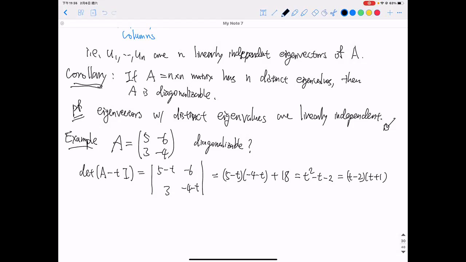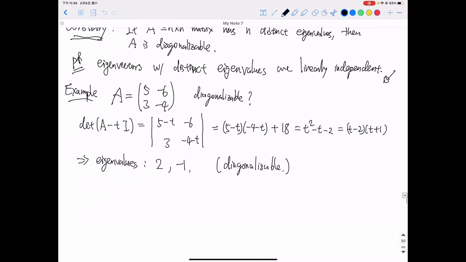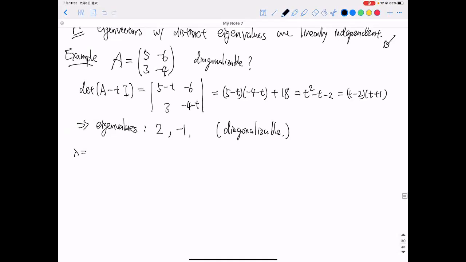So the eigenvalues are 2 and minus 1. And because A is a 2 by 2 matrix, and it has 2 distinct eigenvalues, we know it's diagonalizable by the corollary above. But we want to be a bit more detailed and actually compute the diagonalization. So for that, we have to solve for the eigenvectors.